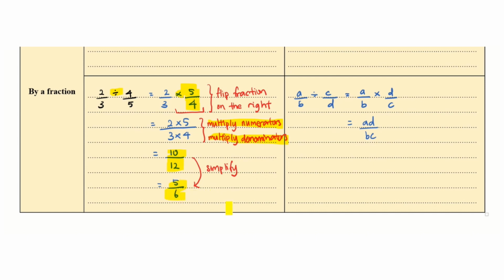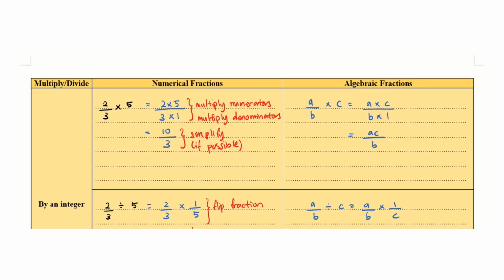Drawing this idea into our algebraic fractions, when we want to divide two algebraic fractions together, we will first do a flip, and then after that change to multiplication, then multiply numerator, multiply denominator. So earlier on, we were looking at multiplying or dividing by a fraction.